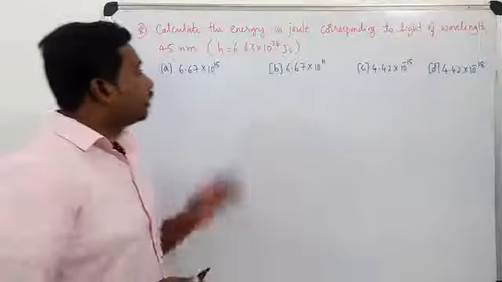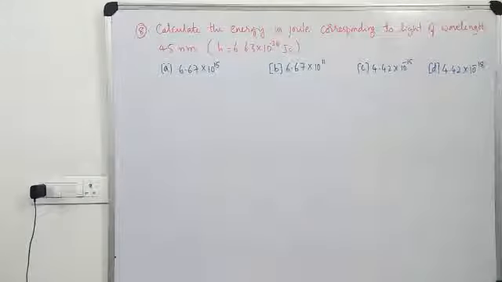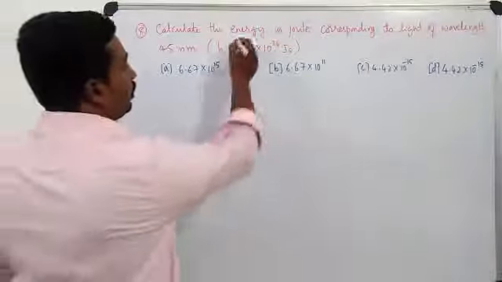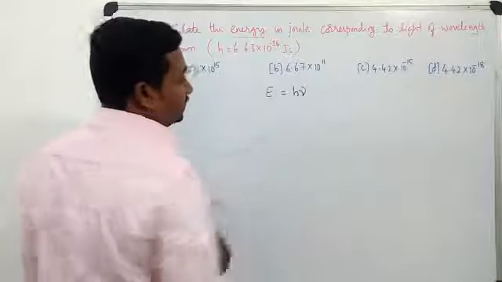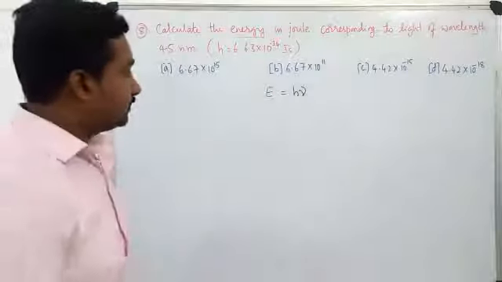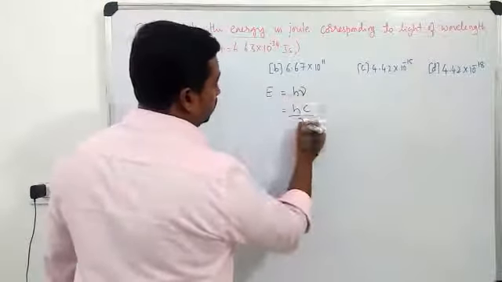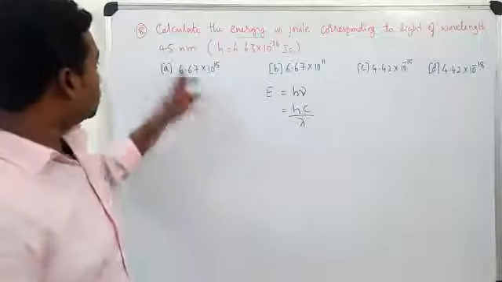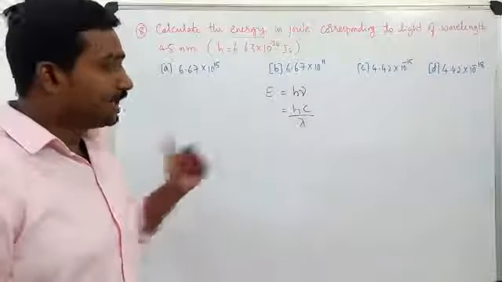Okay, now have a look at this question. Calculate the energy in joule corresponding to light of wavelength 45 nanometer, and they have given the value of Planck's constant. Okay, let's solve this. We want energy value, which is given as E is equal to h nu, Planck's equation. Alter this for nu, you will have hc by lambda, because wavelength is given and c is known for us and h is given. This will give you the right answer.